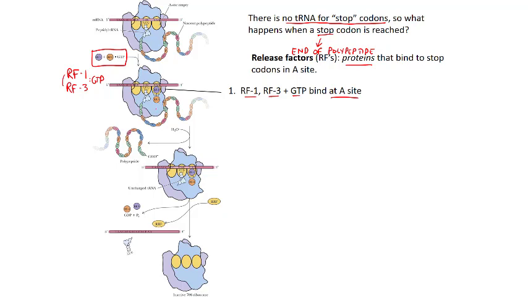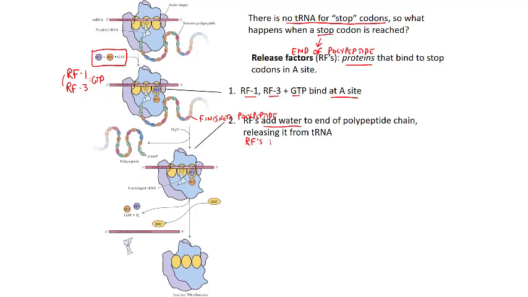So now we end up in this complex where we've got a protein at our A site, and we've got our finished polypeptide trailing out from the P site. What's going to happen next? What happens next is the RFs add water to the end of the polypeptide chain, releasing it from the tRNA. In other words, the RFs release the new protein, which floats away.